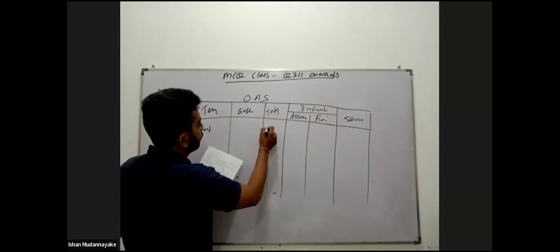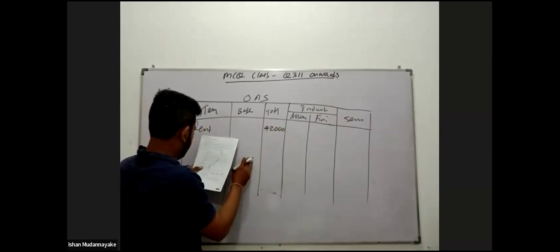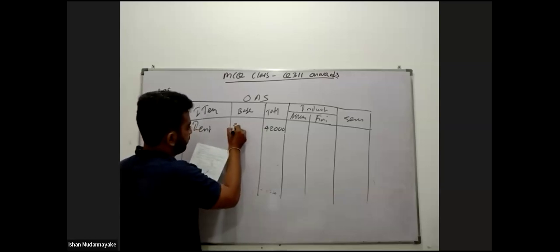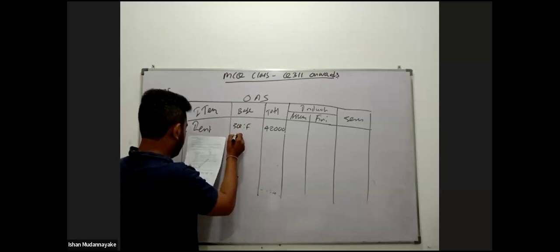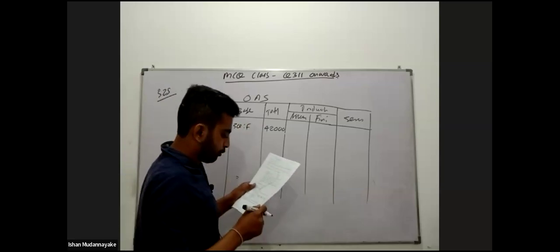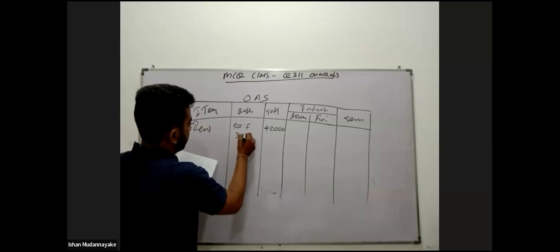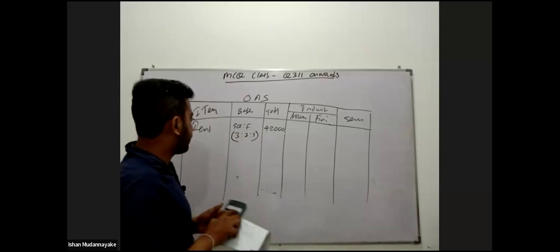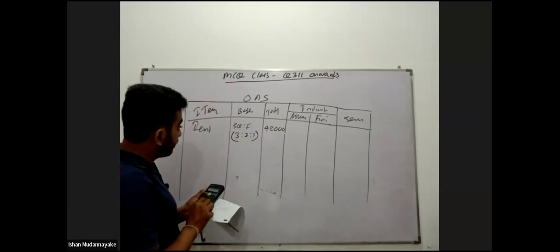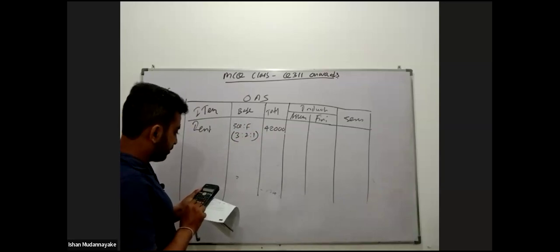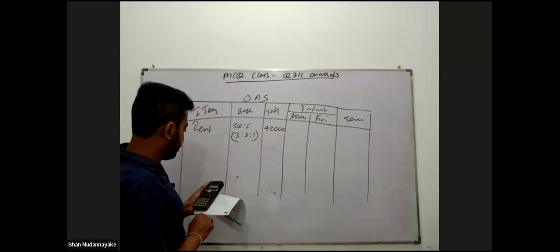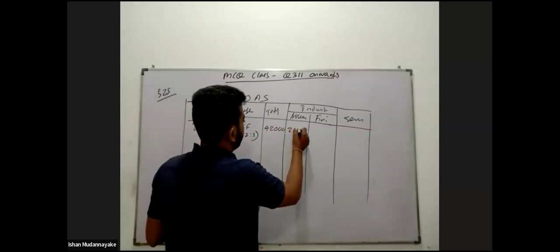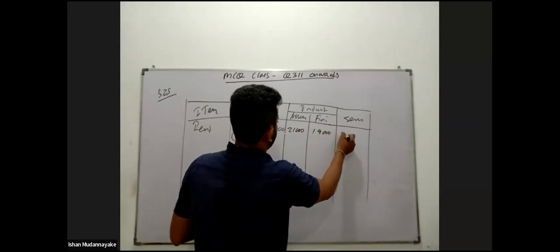Factory rent, total factory rent 42,000. How to allocate factory rent? Floor space. Floor space 3,000, 2,000, 1,000, so 3 to 1. Rent of the factory 42,000 divided by 6 is 7,000. 7,000 into 3 is 21,000, 14,000, 7,000.